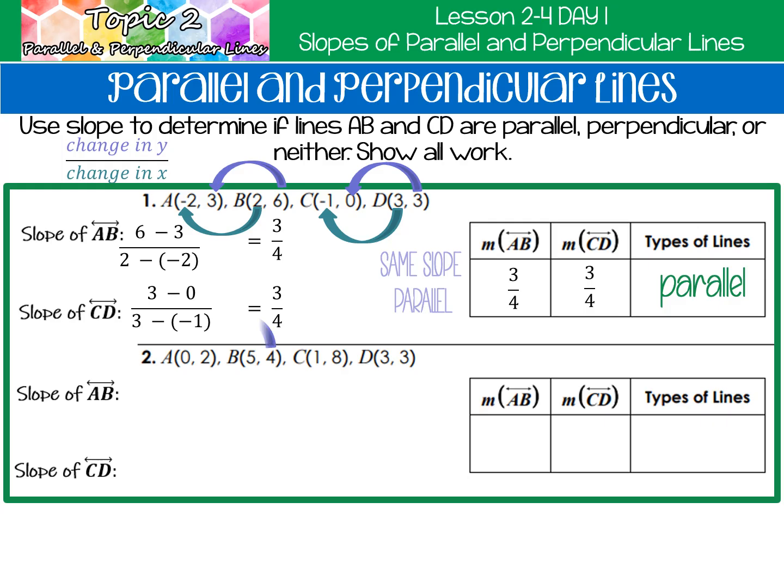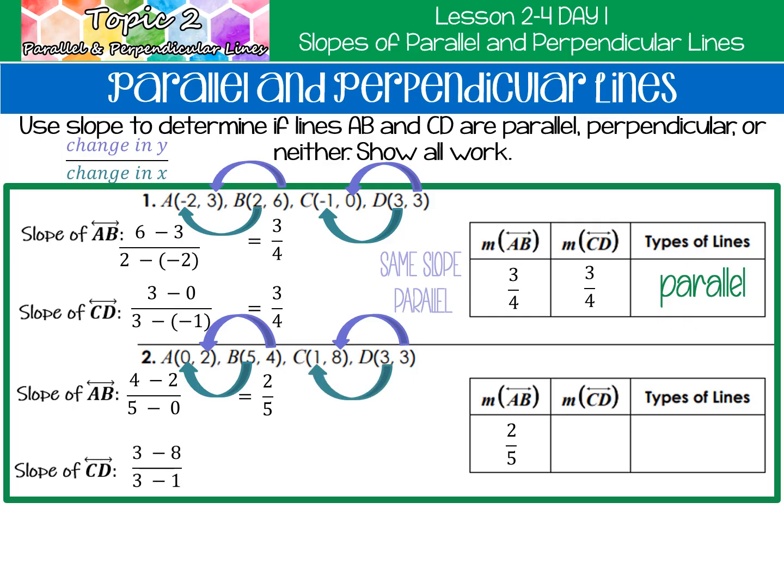Problem number 2. Change in y over change in x. 4 minus 2 over 5 minus 0 is 2/5. Let's do line CD. Change in y over change in x. 3 minus 8 over 3 minus 1. Negative 2/5. Opposite sign and flip. That would be perpendicular.